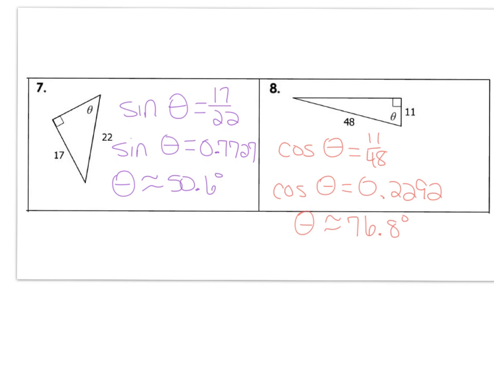Number 7, I used sine because I had the opposite leg and the hypotenuse. I got theta was approximately 50.6 degrees. Number 8, I used cosine because 11 is the adjacent leg, 48 is the hypotenuse. Now notice, again, I write a rounded number here, but I actually leave that in my calculator. The longer I wait to round, the more accurate my answer will be.